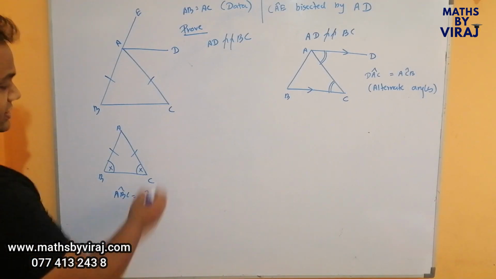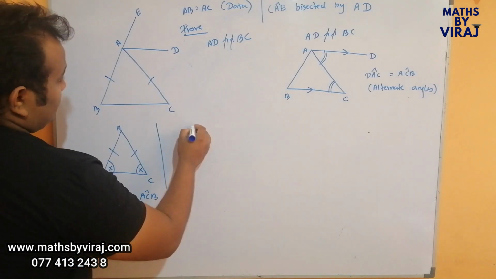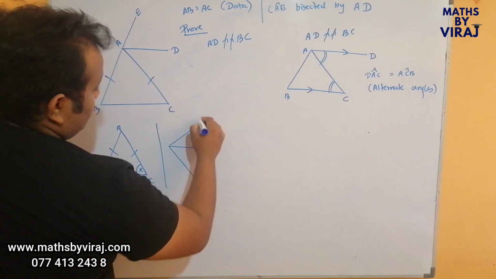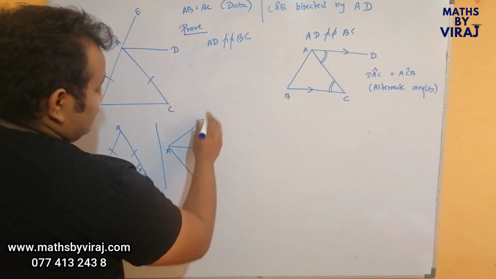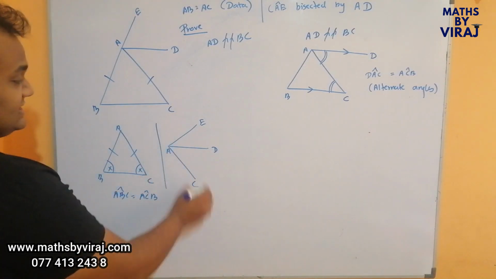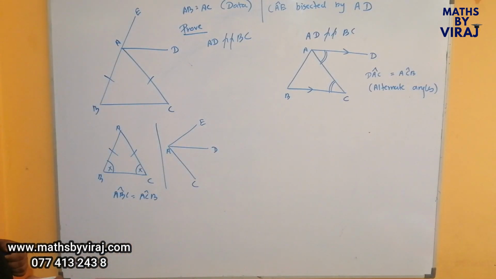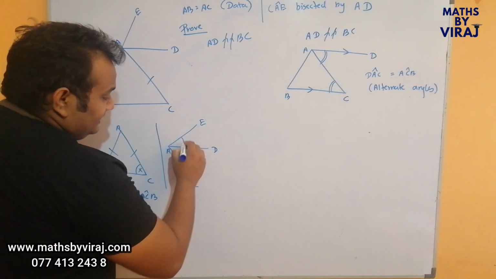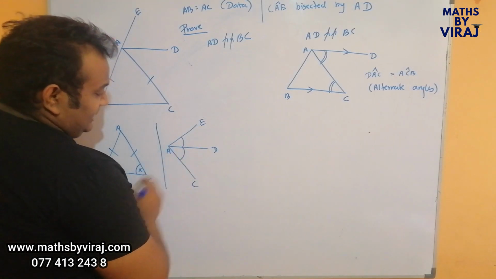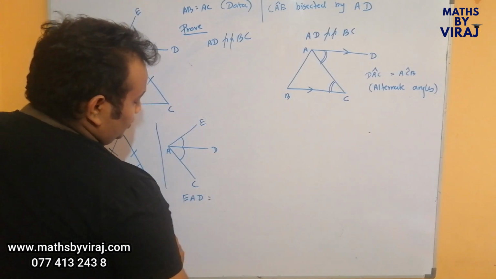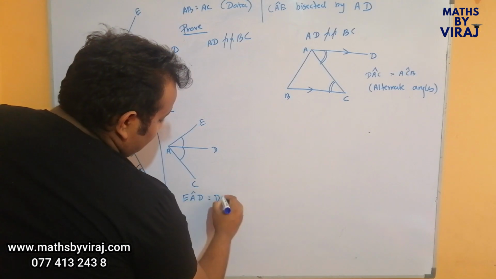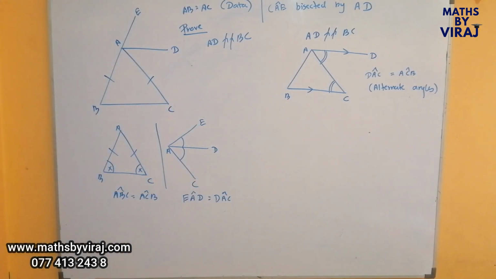Right. Also, children, if we consider angle EAC, this total angle EAC is bisected by the line AD. If it is bisected by the line AD, we can also say that this particular angle is equal to this particular angle. That is, angle EAD is equal to angle DAC. That these two angles are also equal.